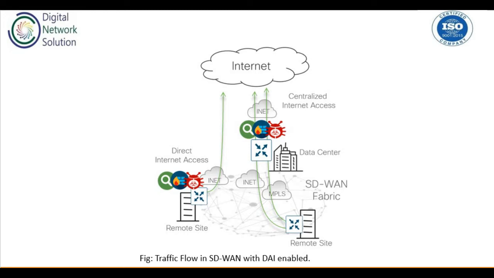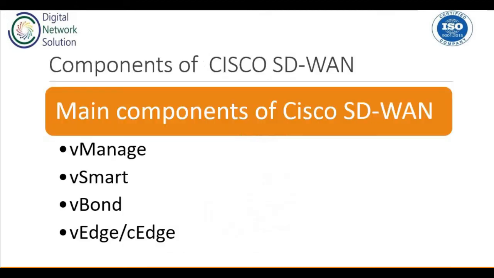Cisco SD-WAN utilizes Cisco Umbrella, formerly known as OpenDNS, in order to maintain the security features. It can analyze and monitor our network traffic to the internet for maintaining DIA. Components of Cisco SD-WAN. There are mainly 4 components of Cisco SD-WAN, which are vManage, vBond, vSmart, and vEdge.